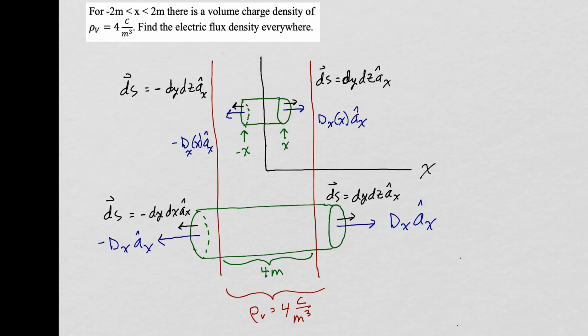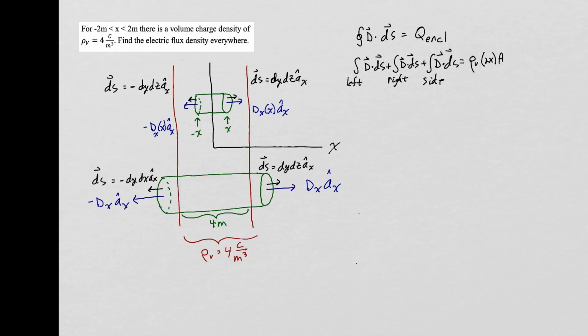The integral of D dot dS over the closed surface will equal the integral of D dot dS over this left side plus the integral of D dot dS over the right side plus the integral of D dot dS over the side of our Gaussian surface. And we know the integral of D dot dS over that side is 0 because there's no flux going through the side of this Gaussian surface here.